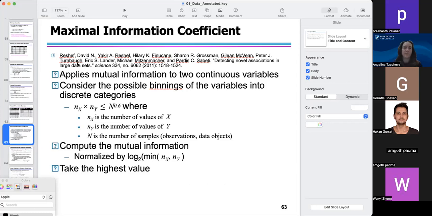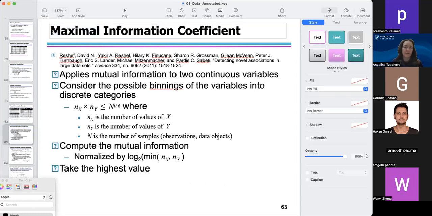And like we said, we would like to choose one of these attributes that gives us the highest information gain. So we could compute the maximum information coefficient.